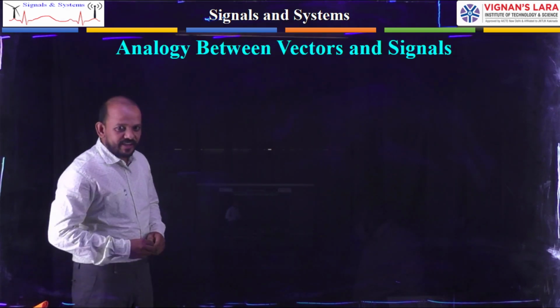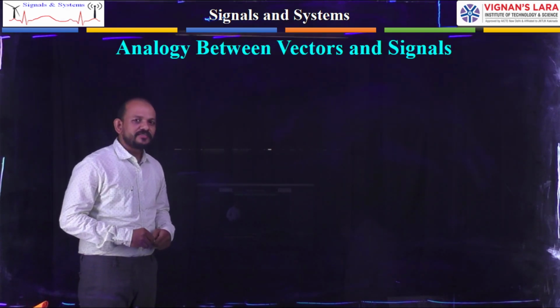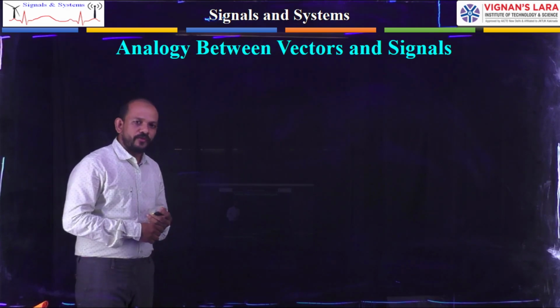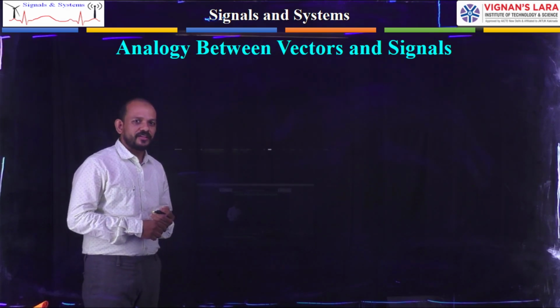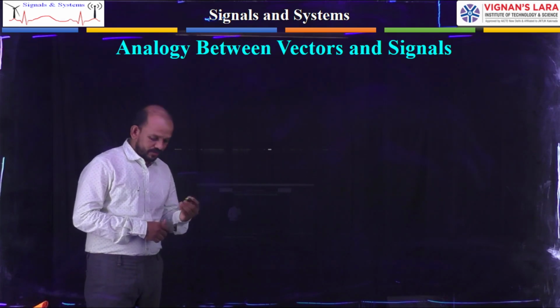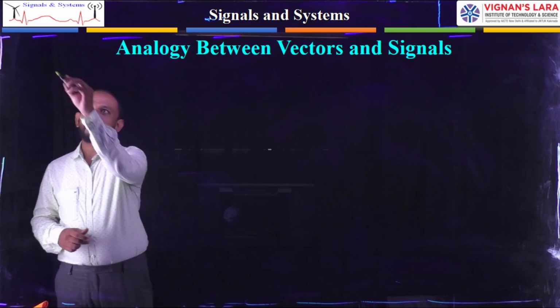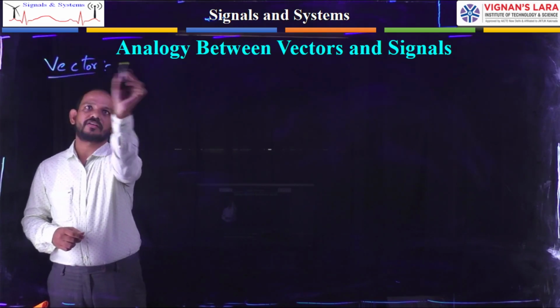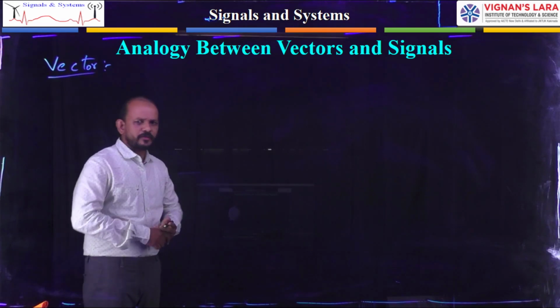Now the topic is analogy between vectors and signals. First of all, we go for what is a vector, because you have to remember the old topics about vectors. First of all, can anyone tell me what is a vector? There are two types, scalars and vectors.